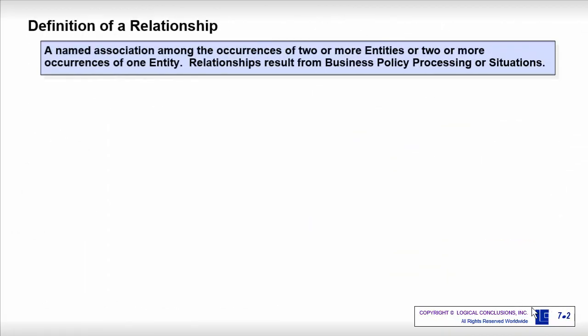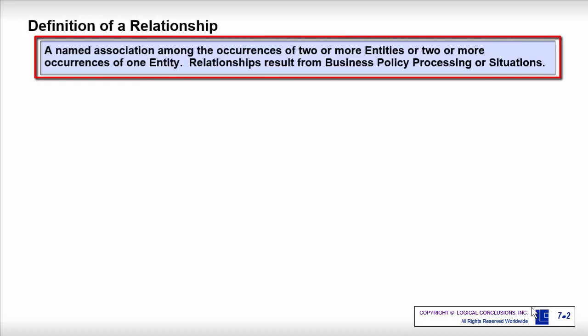This is one I've used for many years, although there are other similar definitions in the technical literature. A relationship is a named association among the occurrences of two or more entities or two or more occurrences of one entity. That last part of the definition is easily stated with the example that an employee may be married to another employee. Relationships result from business policy processing or situations.